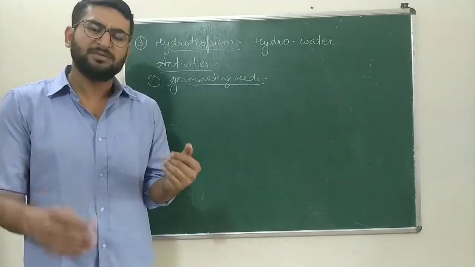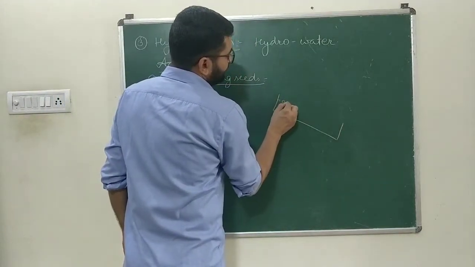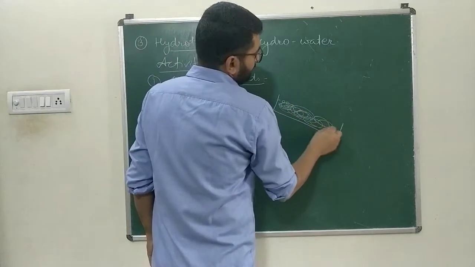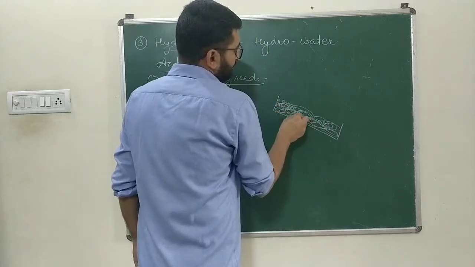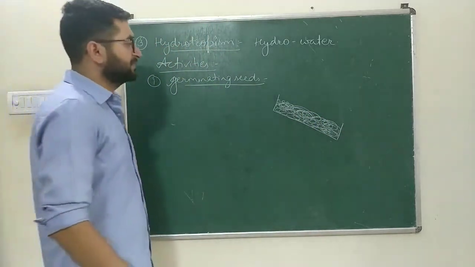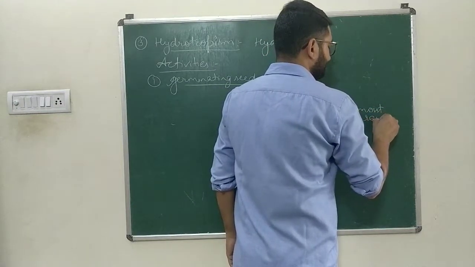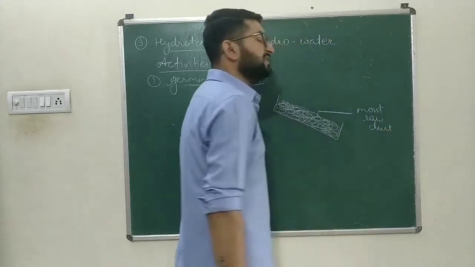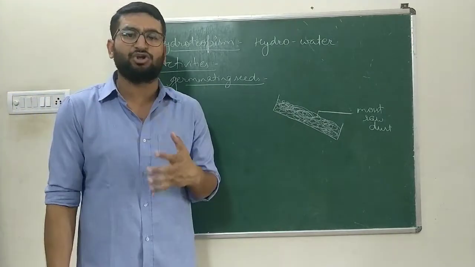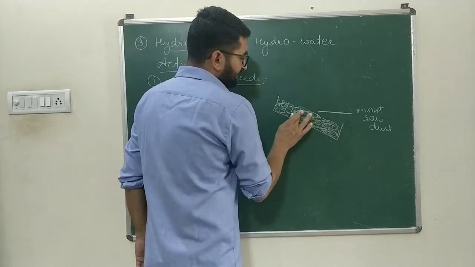So radicle means root. In this, what we have to do is we'll take a sieve-like wire mesh. Place some moist sawdust over it. Sawdust means लकड़ी का बुरादा. Moist sawdust रखेंगे. Moist sawdust क्यों लेंगे? Because it keeps containing the moisture for a longer period of time. Then we place germinating seeds in it.